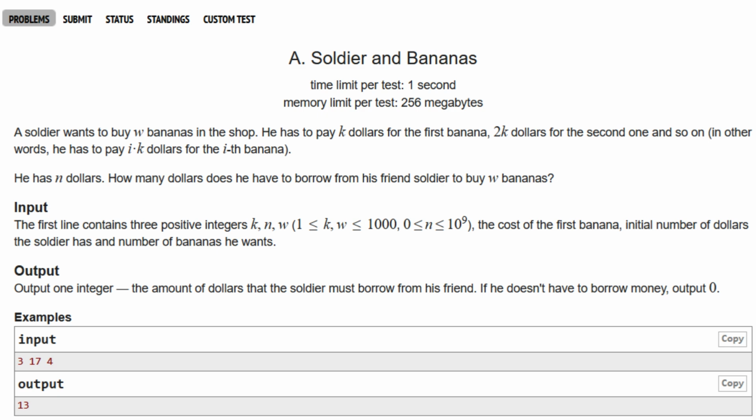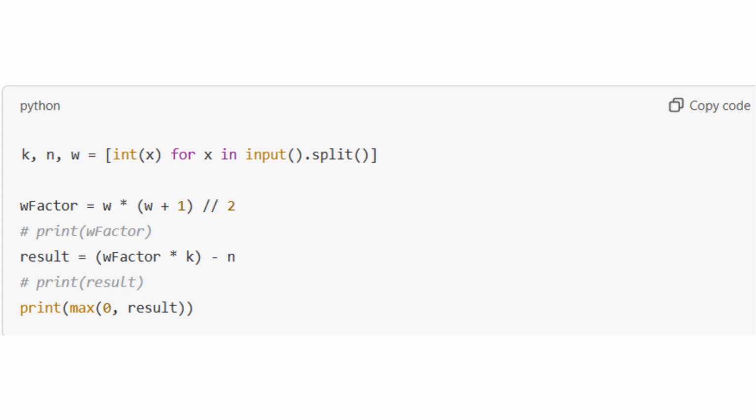Now, let's go over the code that will solve this problem. Here's the Python code we're using. Let's break this down. 1. Input values. First, we take 3 inputs, K, N, and W. Here, K is the cost of the first banana, N is the amount of money the soldier currently has, and W is the number of bananas the soldier wants to buy. We're using list comprehension to read these values in one line, converting them to integers right away.